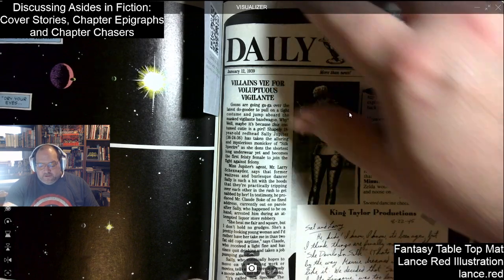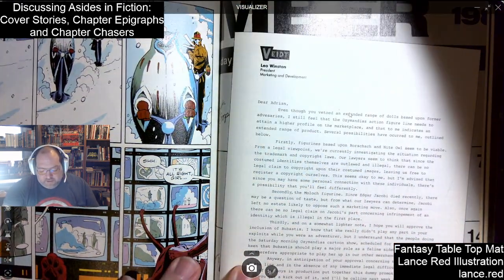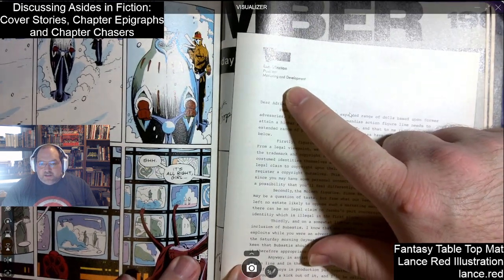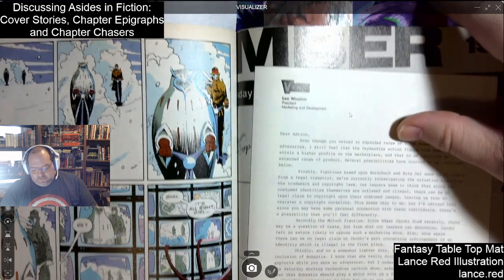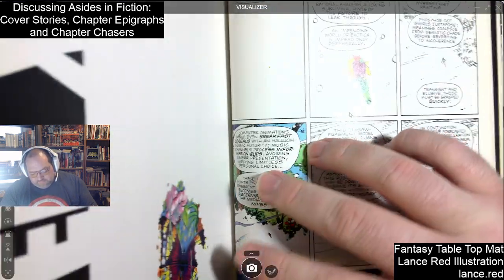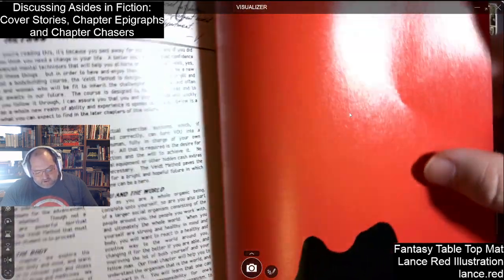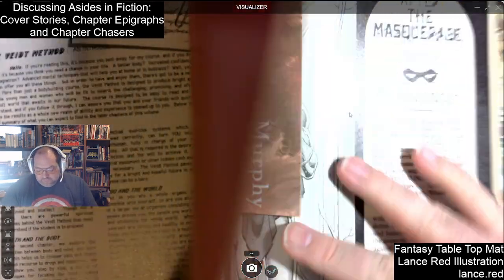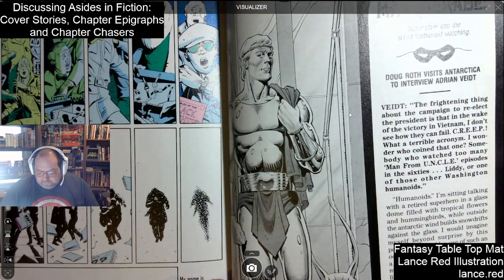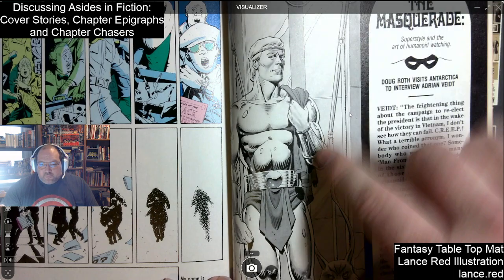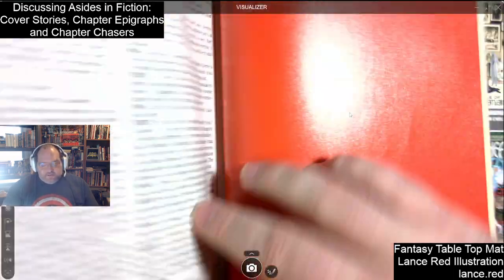Another newspaper, different newspaper. We get an internal memo from Veet Marketing and Development. That is Ozymandias's company. Get some pages about them and their products and background. And then we get an interview with Veet, Adrian Veet, in these last few pages, talking about who he was.